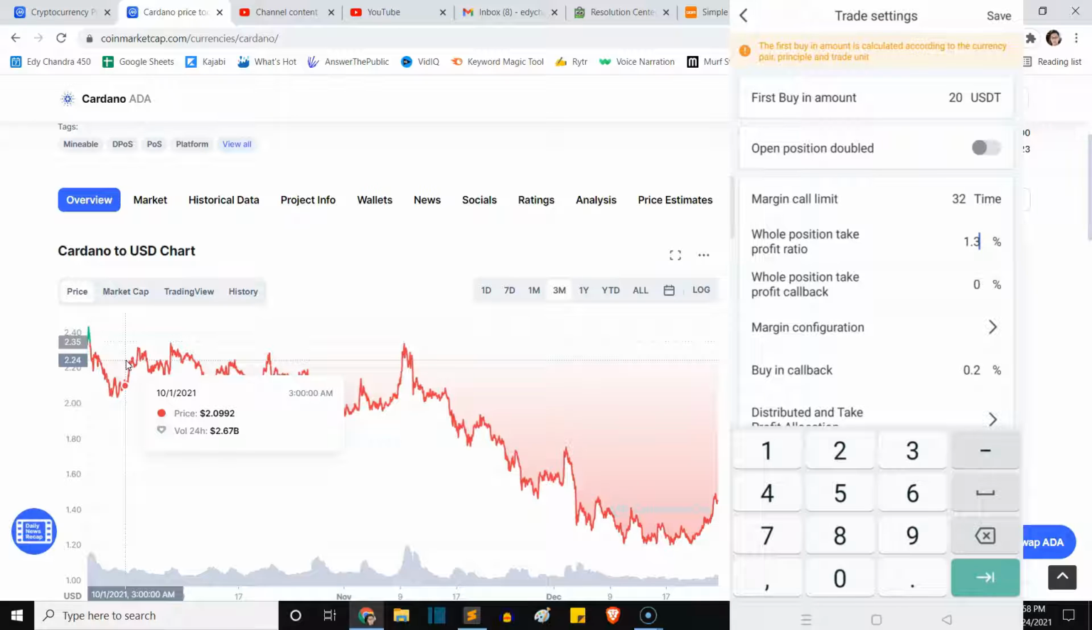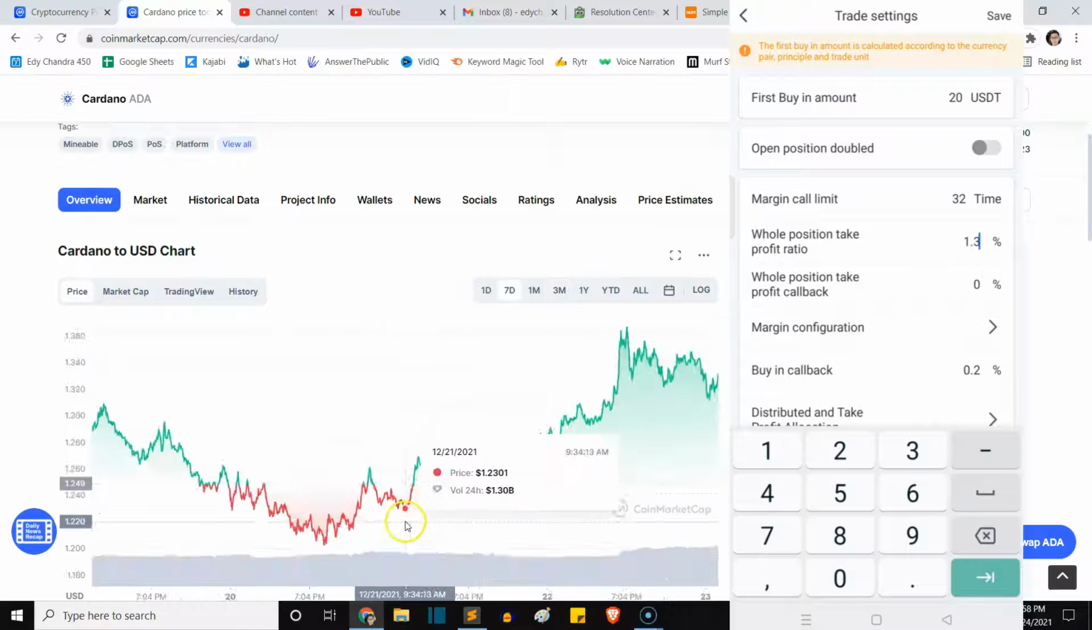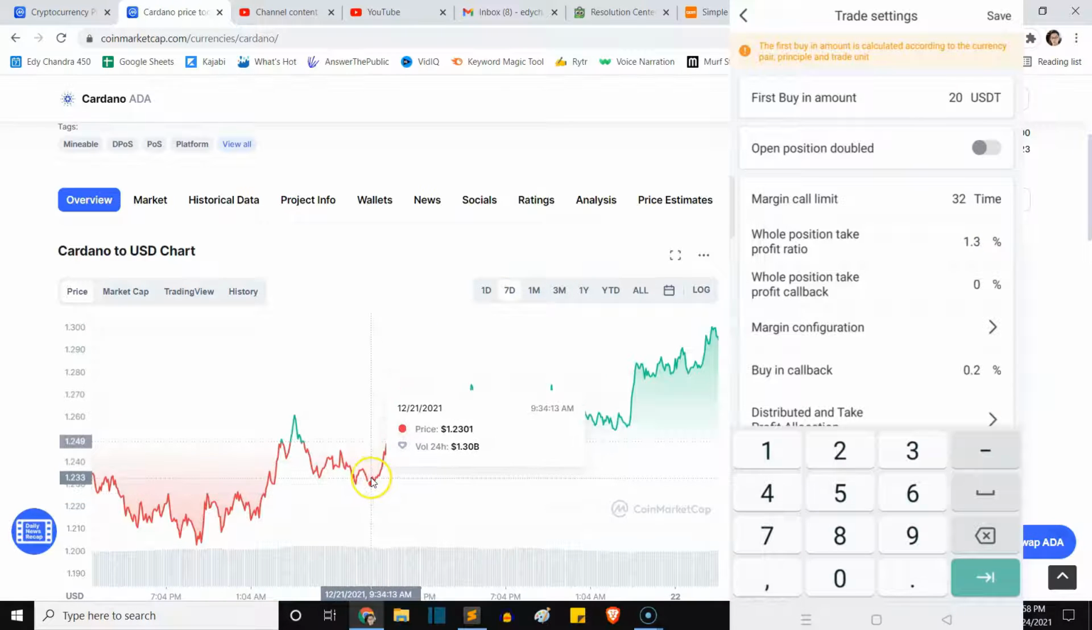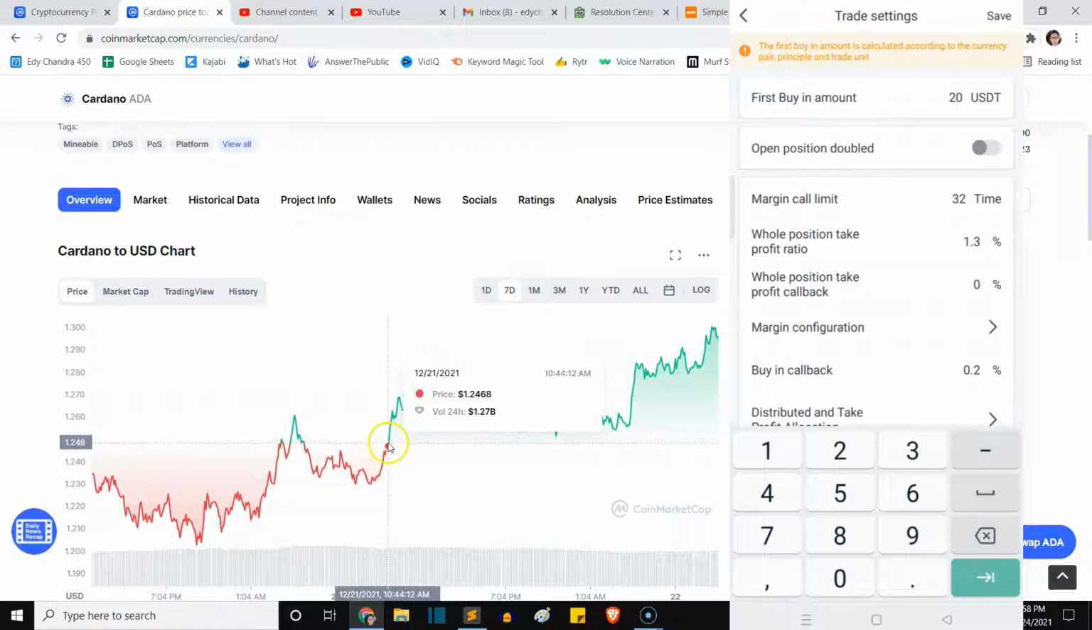And then the whole position take profit ratio, I will put 1.3%. So whole position take profit ratio, meaning, let me zoom in here. Let's say if the market goes up by 1.3%, we're going to take profit. Let's say we buy down here, guys, and it goes up by 1.3%, we're gonna take profit. Now whole position take profit callback is 0%.